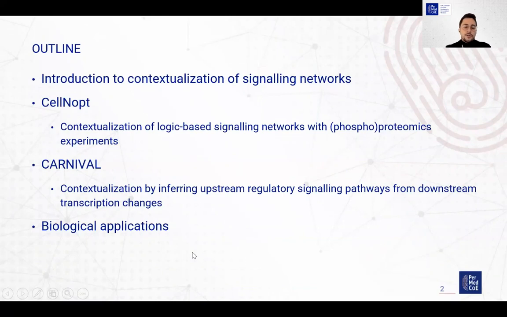The outline that I prepared for this presentation is going to be a little introduction about what contextualization of signaling networks is, which is something that those tools are made for. Then I'm going to specifically focus on CellNOpt, which is a tool for contextualization of logic-based signaling networks when we have proteomics or phosphoproteomics data. Then I'm going to talk about CARNIVAL, which is a very similar tool, but this time what this tool does is contextualization by inferring upstream regulatory signaling pathways from downstream transcription changes from gene expression data. And I'm going to show some biological applications as well.